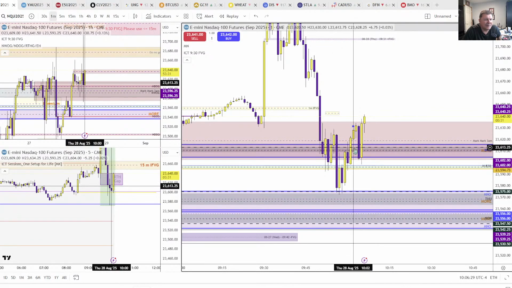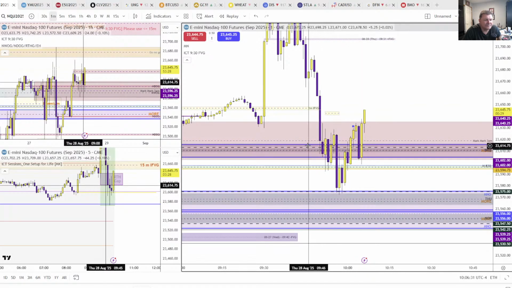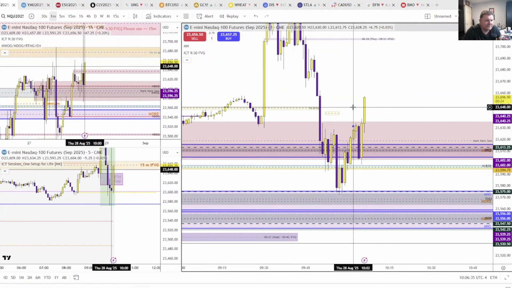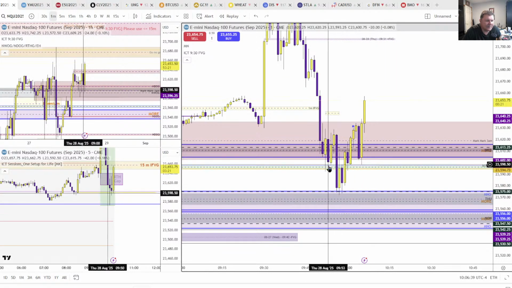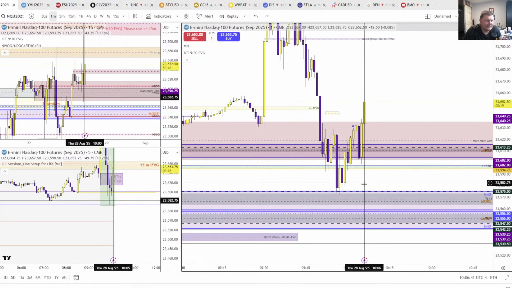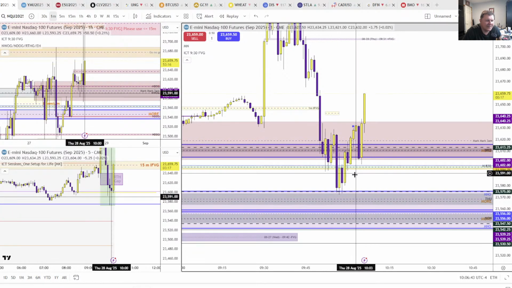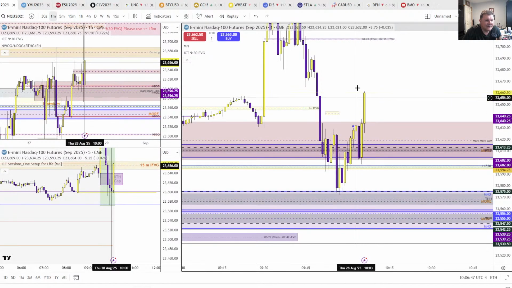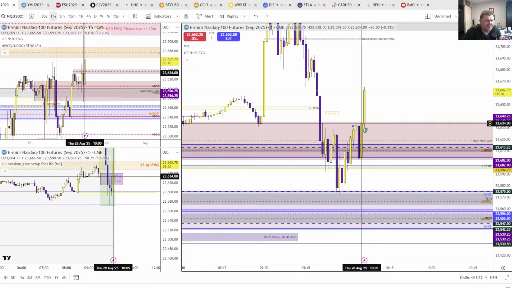I agree, Hadi, wait for your A plus setup. There she goes. So one tick below that low would have been, or Hadi's 830. Put your stop loss just below his 830 candle. You would have caught a nice little hanger there.